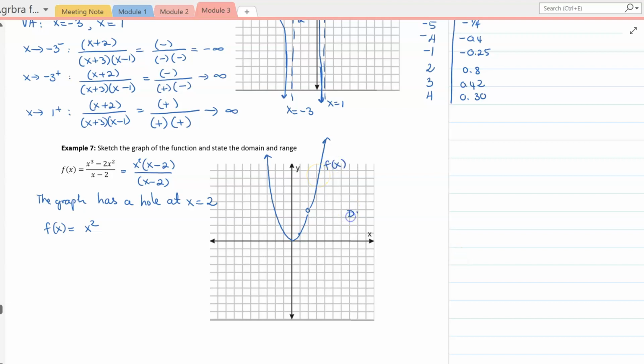And the domain here is from negative infinity to 2, union with 2 to positive infinity. The range, because we have a hole here, is 4, but we plug in the hole over here. So the range here is all real numbers. So negative infinity, the range here is going from 0 to positive infinity.